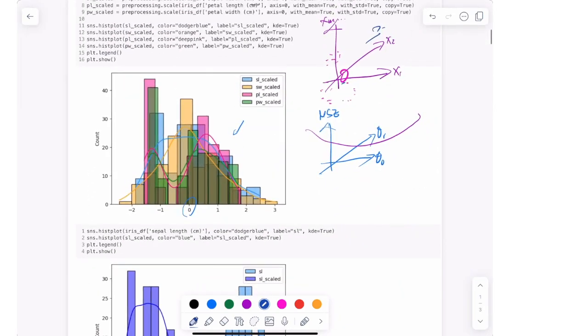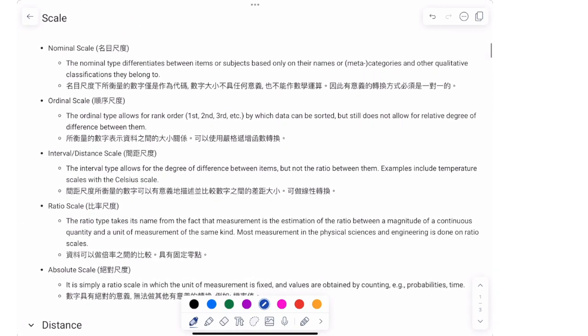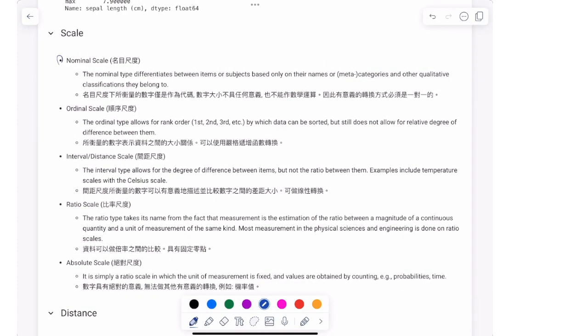Okay, because most of the clustering algorithms need to deal with some distance problem. So before you apply those algorithms, please do standardization or normalization. Okay, we will talk about it later. So before we talk about the features, okay, here are several different scales. Please take some time to take a look at the definition of each scale, but we will go over it quickly. Okay, the first one is the nominal scale.